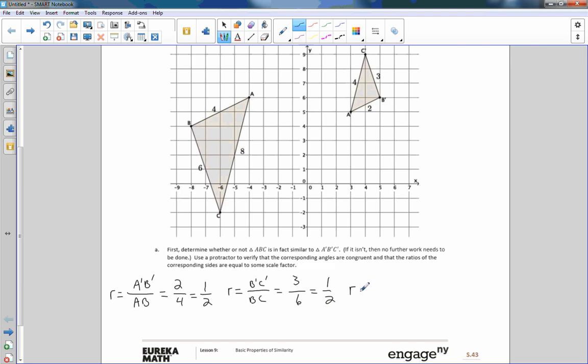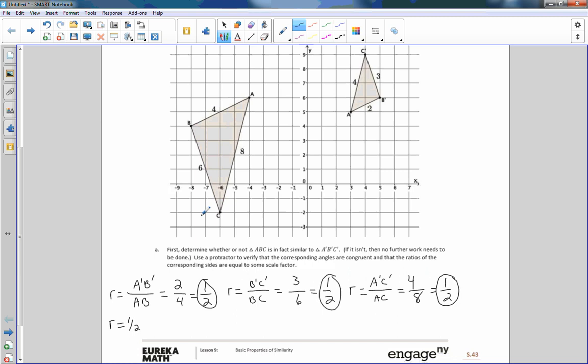And then finally, I need to see that A prime C prime over AC is going to be the same as these other 2. So A prime C prime is 4. The length of AC is 8. And 4 over 8 reduces to 1/2. So I got 1/2, 1/2, 1/2. So I can confirm that my scale factor is 1/2.